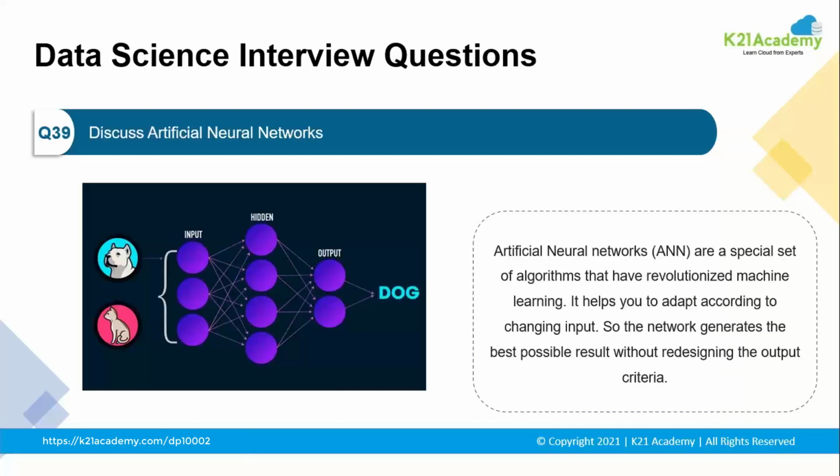Moving on to the next question, discuss artificial neural networks or ANN. Artificial neural networks are a special set of algorithms that has revolutionized machine learning. It helps us to adapt according to the changing input. So here with artificial neural networks, we are inspired by how it works in the human brain.